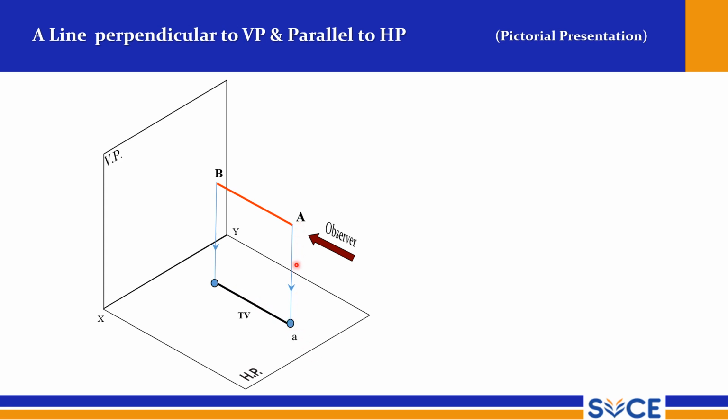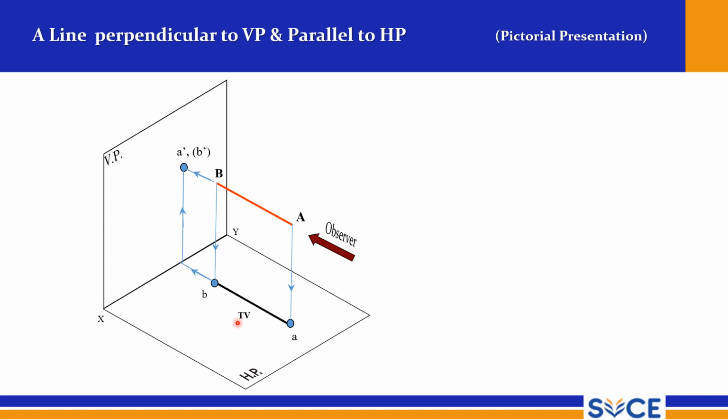As usual, the top view is represented with smaller case letters a and b, and this is your corresponding front view. A is visible and B is invisible. So A dash is without bracket and B dash is an invisible point, that should be within bracket. So this is your planar representation of this case when the line is perpendicular to VP and parallel to HP.